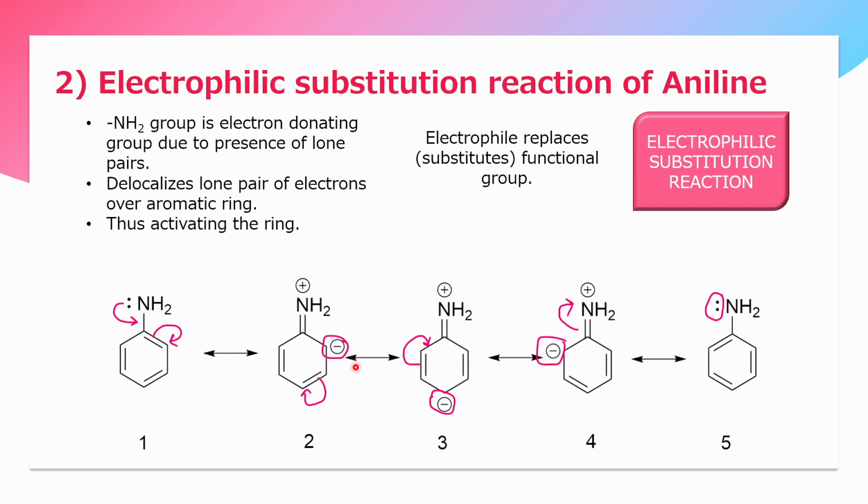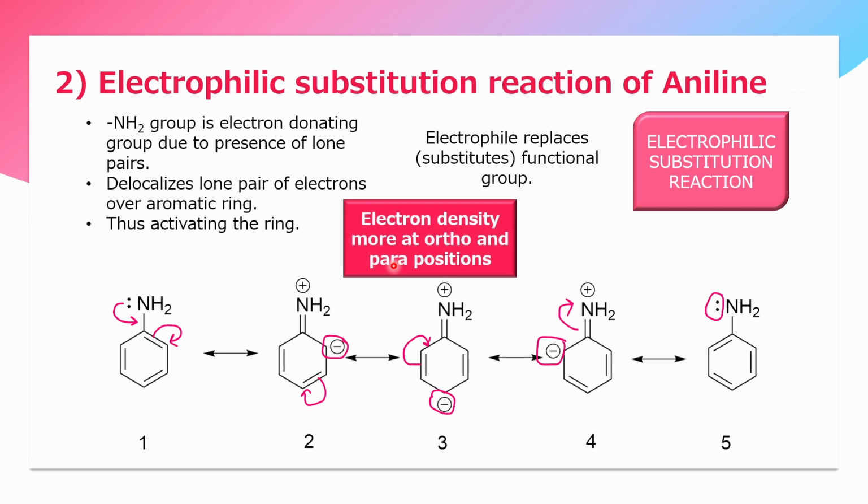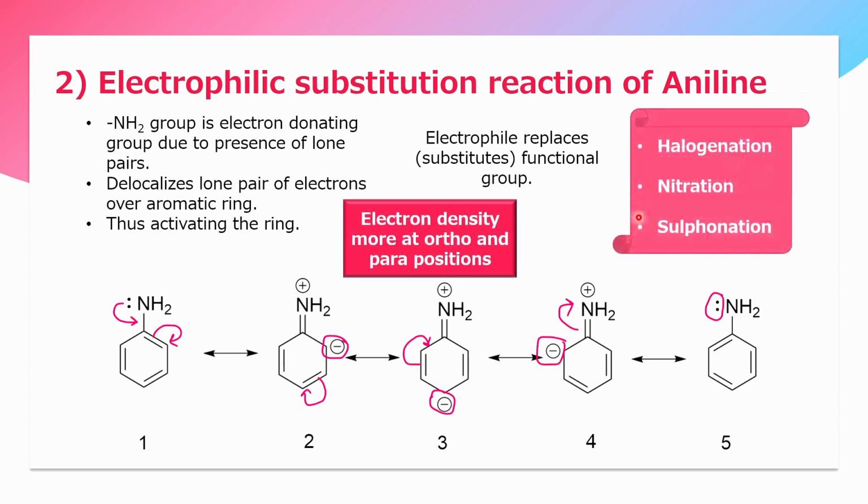Now when we have negative charge over the ortho and para positions, it invites certain electrophiles towards it to make different entities. And there are three types of electrophilic substitution reaction that aniline shows, and they are halogenation, nitration, and sulfonation, which we'll do in detail in the upcoming slides.